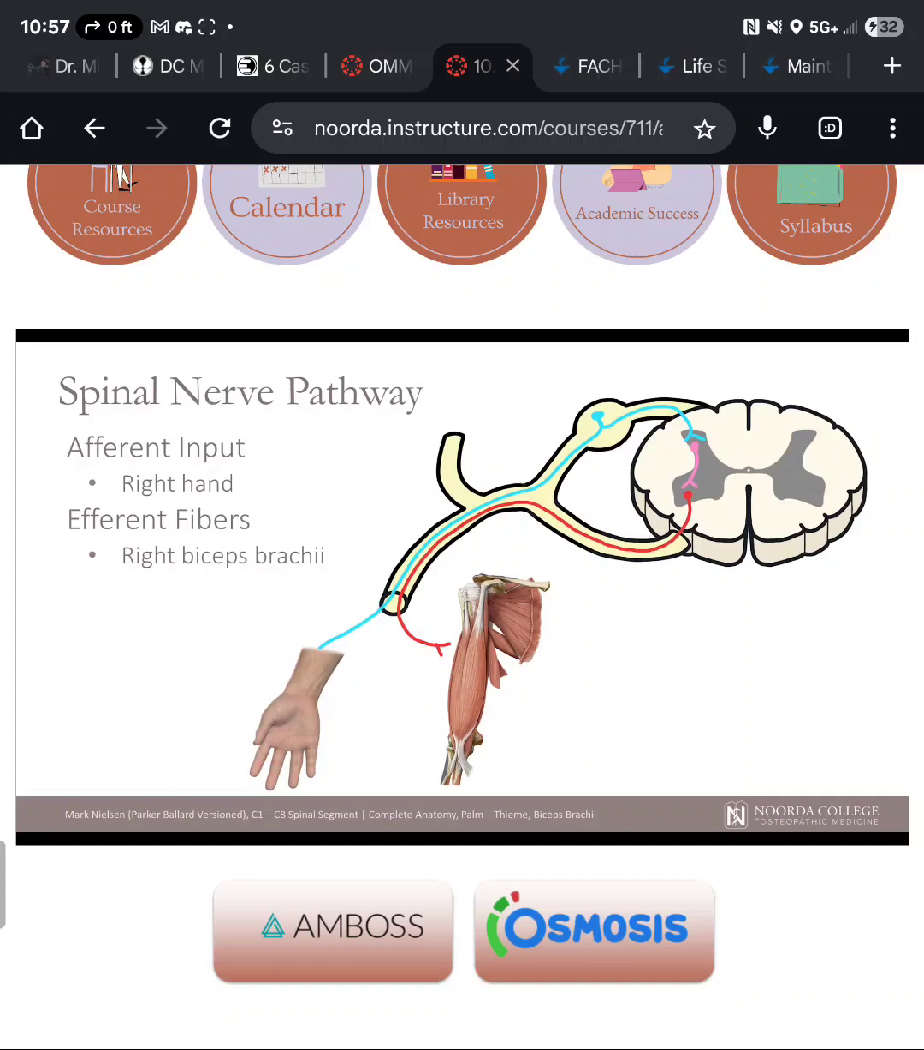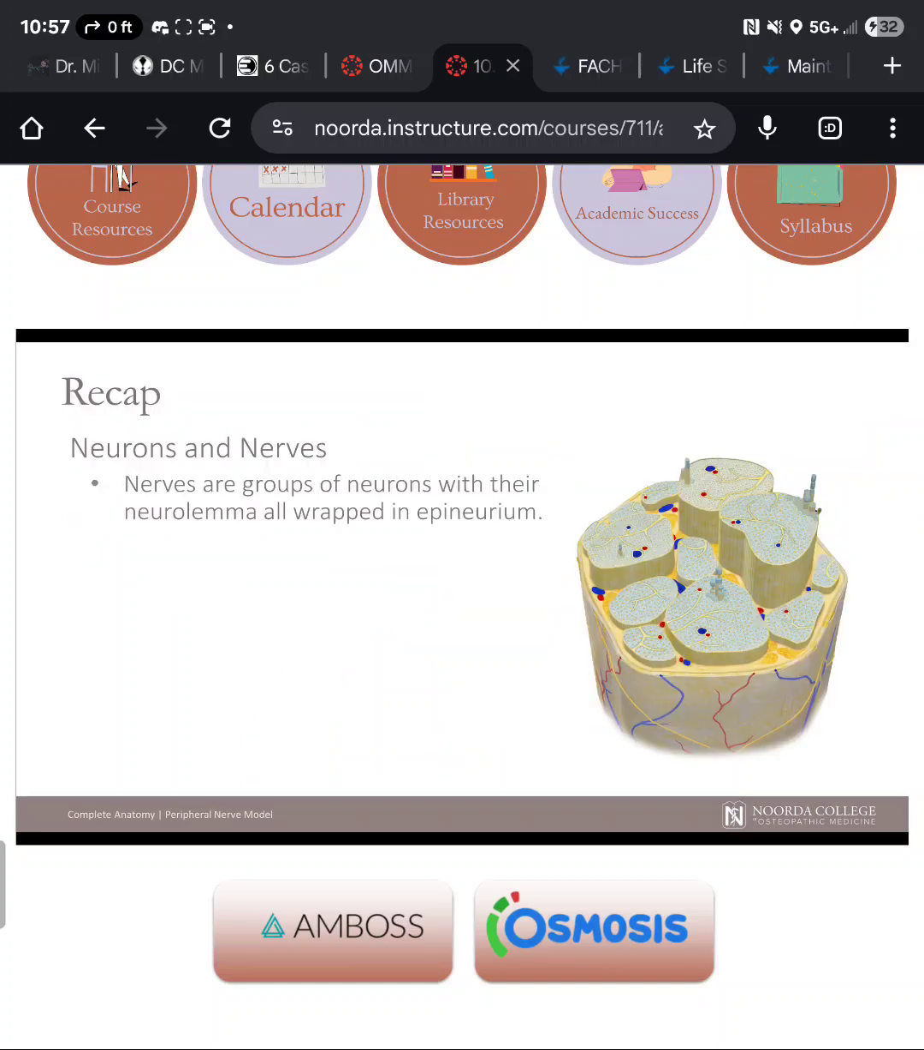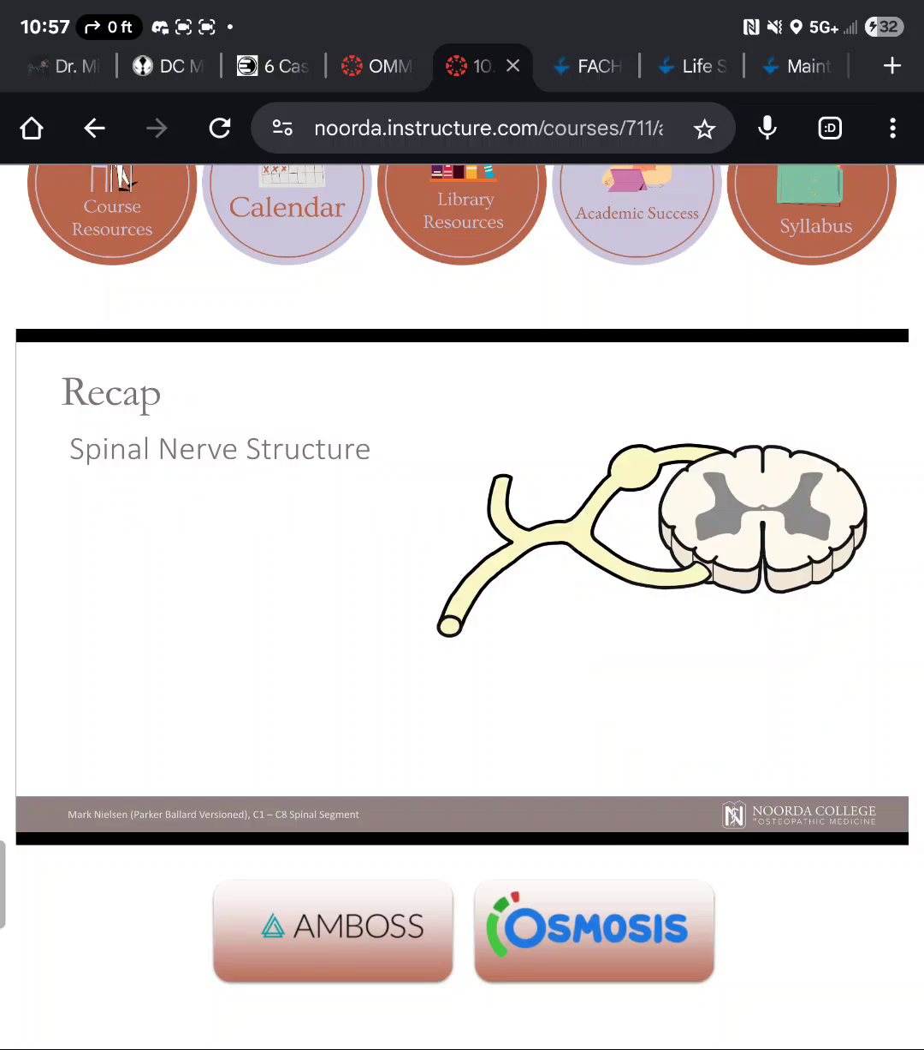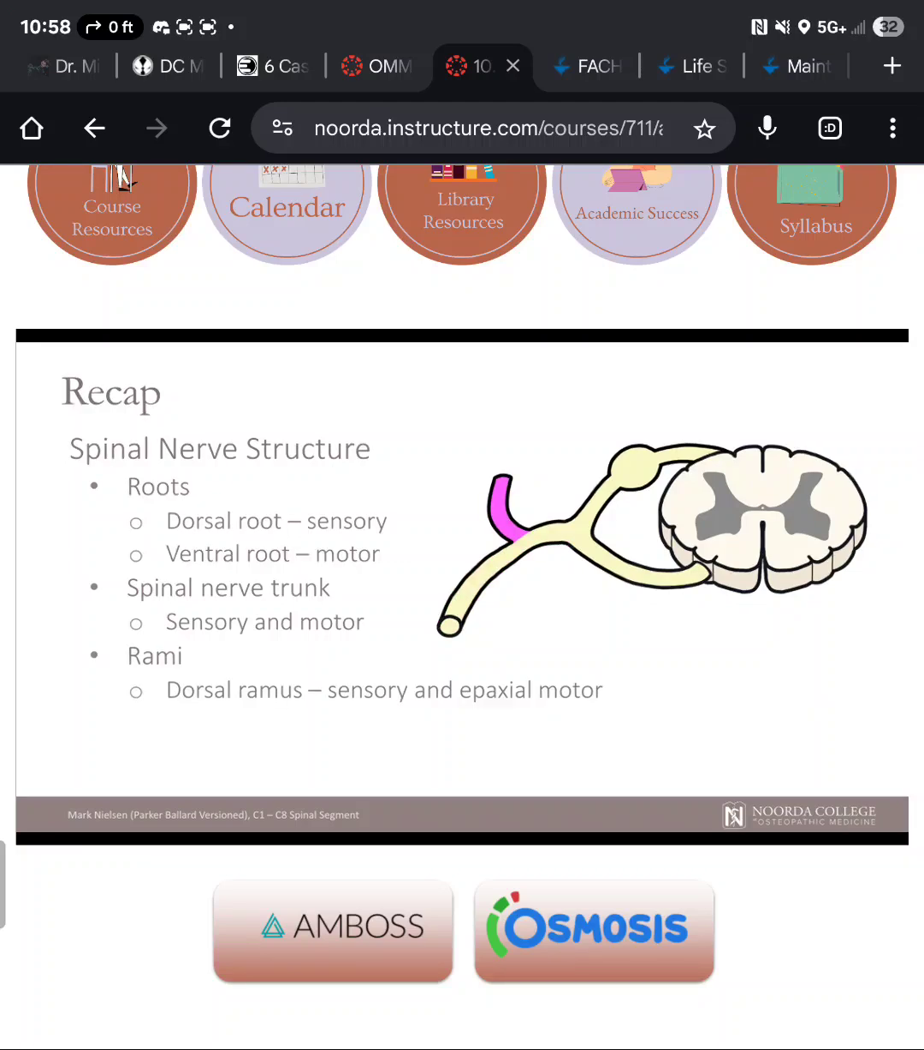And that is our video on nerves, so let's do a quick recap. We learned the difference between neurons and nerves, and that nerves are just groups of neurons with their glial cells that are all wrapped together in epineurium. We also learned spinal nerve structure, and that there is a dorsal root that is just for sensory, and a ventral root that is just for motor. And then those come together to make the spinal nerve trunk, and that's going to have both sensory and motor information. And then the spinal nerve trunk eventually splits into two rami, a dorsal ramus that does sensory and motor to the epaxial back muscles, and then a ventral ramus that does sensory as well as motor innervation to hypaxial muscles like limbs and the trunk and torso. And that is it for our recap on nerves.